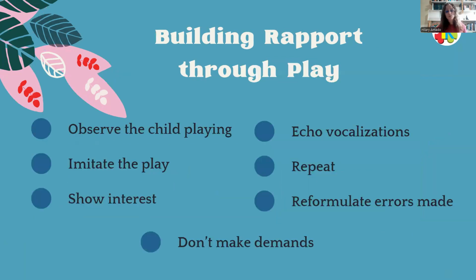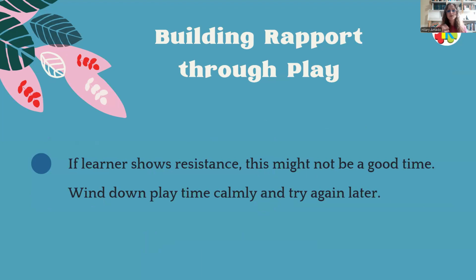So how do we build rapport with the child? How do we create that bond? Well, first, you could do that through play. You could first start by observing the child playing, imitate the play. You could show interest. You can echo their vocalizations, repeat what they say. But instead of just being directive, you could reformulate any errors made, but you don't want to make demands in these situations. If the learner is showing resistance during playtime, this might not be a good time. So wind down that playtime calmly and try again later.